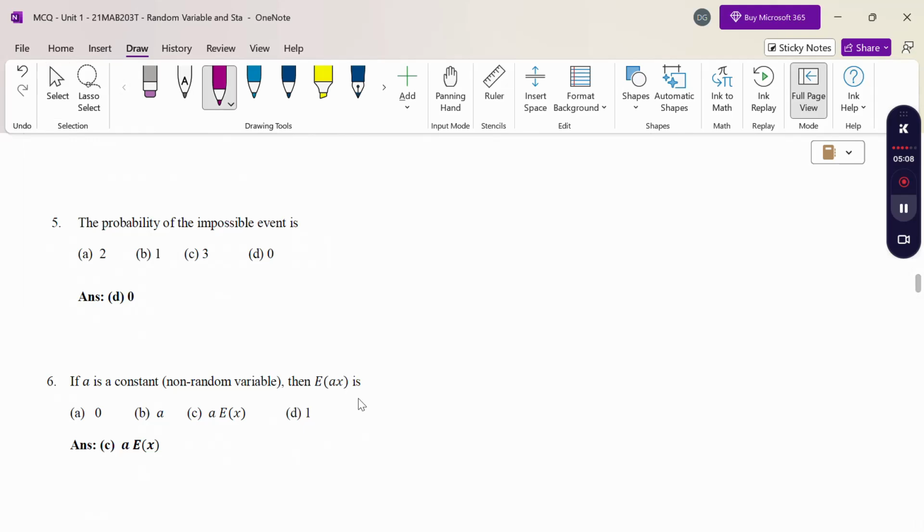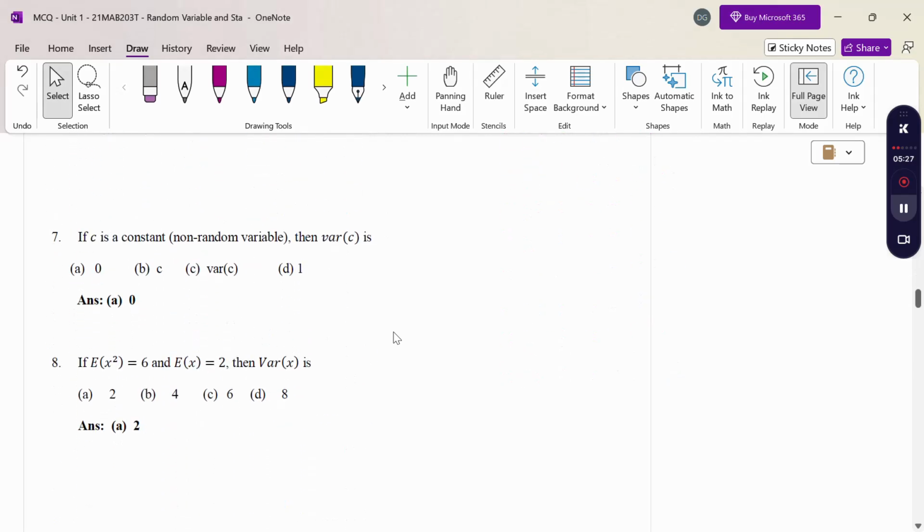Now the probability of an impossible event. Impossible means possible event 1, impossible event 0. A is a constant, then expectation of Ax. So the expectation of Ax property: expectation of A x equal to A into expectation of x. The option is C. And C is the constant. The variance of constant is 0.